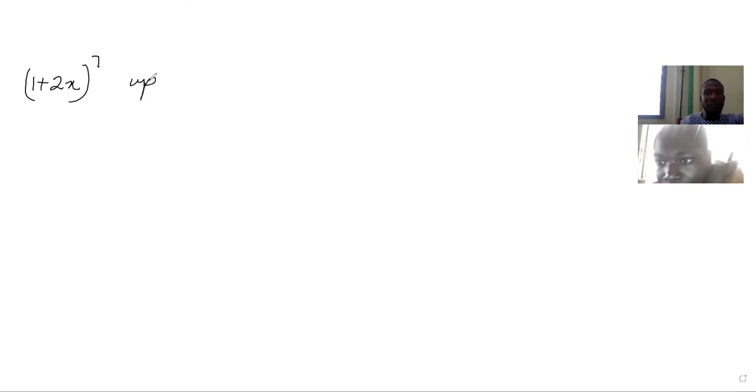Expand (1 + 2x)^7 in ascending powers of x up to the term in x cubed. Up to the term in x cubed, in ascending powers of x. Up to the term in x cubed. Please, I didn't hear that part. Up to the tenth? Yes, up to the term in x cubed.